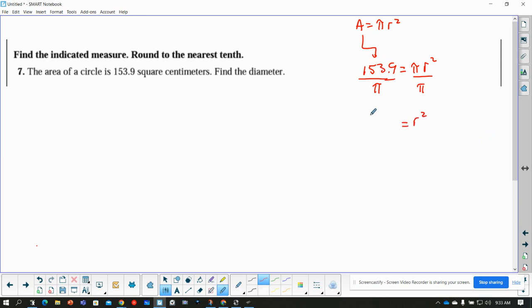On this side, now I'm not going to divide it just yet. I'm going to put 153.9 divided by pi, because if I divided it, it'd have a big long number and it would be messy and I would have to round it. And I don't want to round just yet. I'm going to wait to round until I get to the very end of the problem. When you're rounding, you don't want to round in the middle. Try to round, if at all possible, at the end of the problem, not in the middle of the problem.